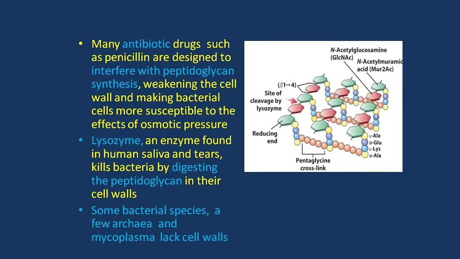Many antibiotic drugs, such as penicillin, are designed to interfere with peptidoglycan synthesis. They weaken the cell wall, making the bacterial cell more susceptible to the effects of osmotic pressure. Lysozyme, an enzyme found in human saliva and tears, kills bacteria by digesting the peptidoglycan in their cell walls. What they do is break the glycosidic bond between the two sugars in the peptidoglycan. Some bacterial species, a few archaebacteria and mycoplasma, lack cell walls.